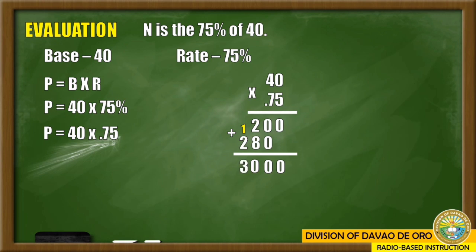The same, we have 2 decimal places. So we will move the decimal point from the right going to the left. 2 decimal or 2 moves, because we have 2 decimal places. So it will happen like this. 1, 2. So our decimal point will be put in the middle of 2 zeros. And our answer, or the value of percentage, is 30. Understood?